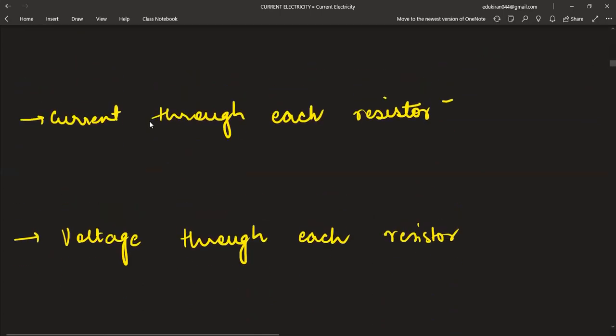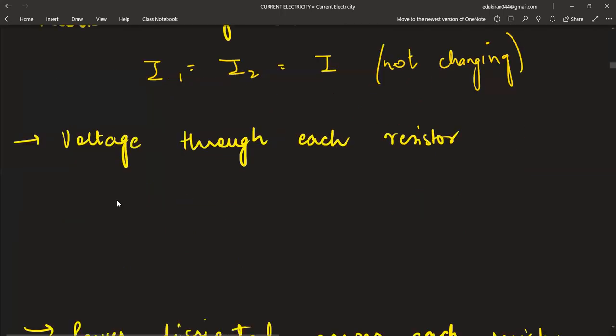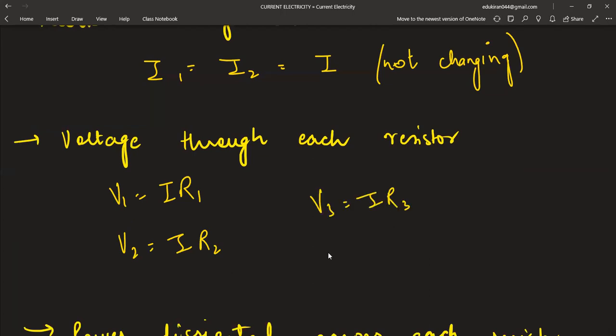Now, when you're calculating current through each resistor, I1 is equal to I2, which is equal to your current I. Means current is not changing. Voltage through each resistor, see, voltages can be different. Current will be the same into the resistance. If you're calculating for a second resistor, so current into that resistor, or if there's a third one, so current into R3. So basically, Vn is equal to I into Rn.